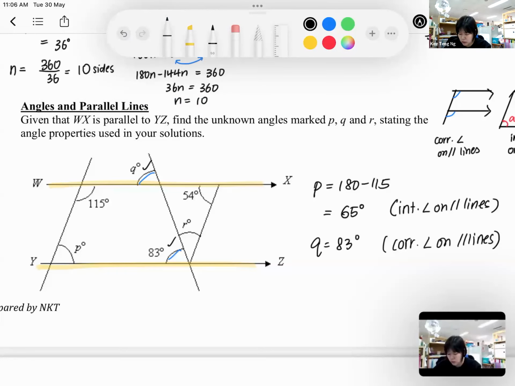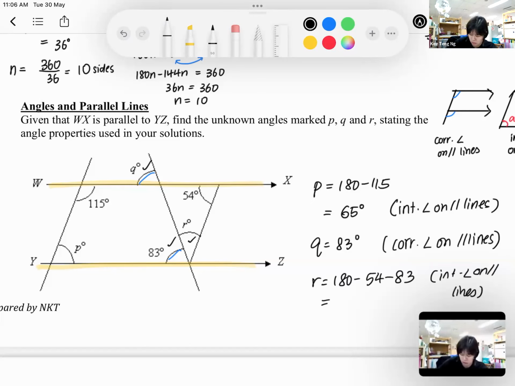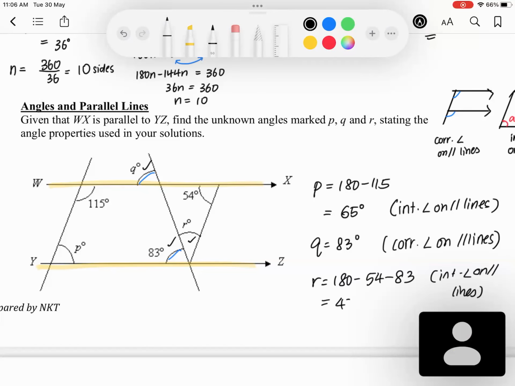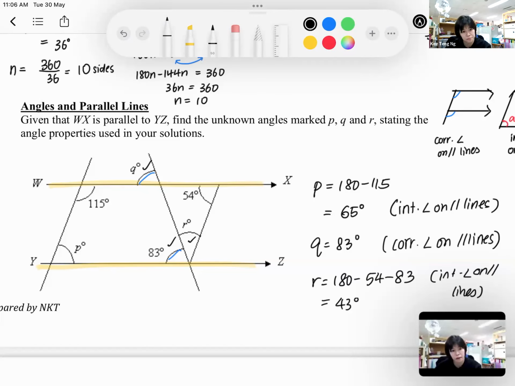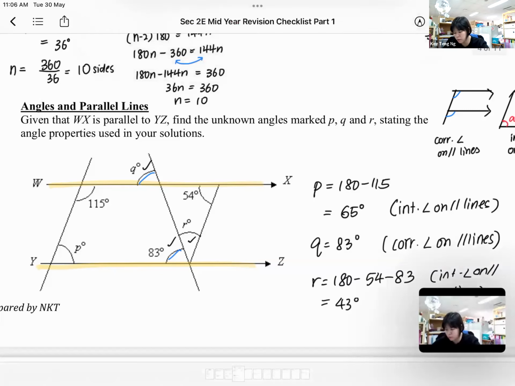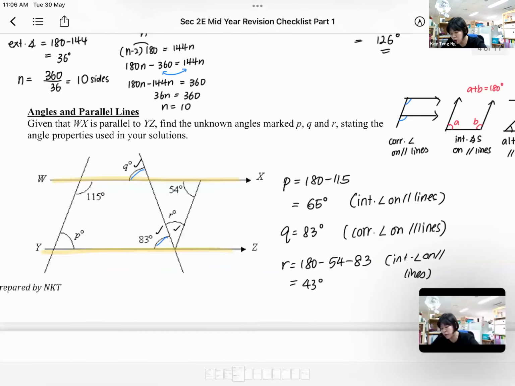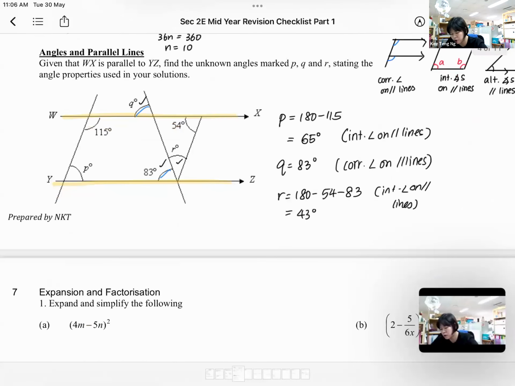Last but not least, there are many different ways to find R. I'll just take R to be 180 minus 54 minus 83, interior angles on parallel lines. Give me the number for this. 43 degrees, yes, thank you very much. This one is not much of a problem. Please make sure you memorize all the different property names.